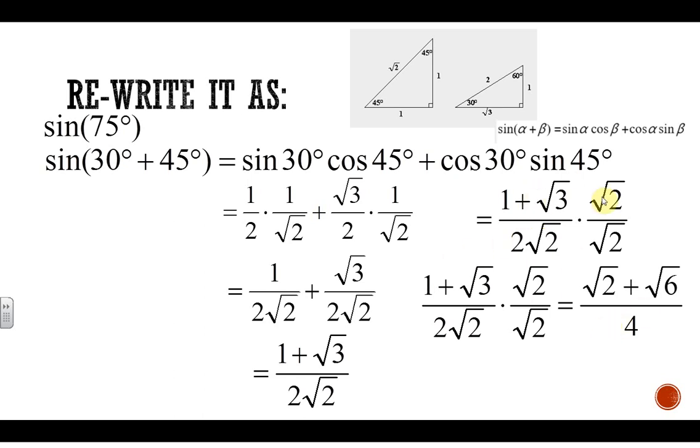Radical 2 times 1 is radical 2. Radical 2 times radical 3 is radical 6. In the bottom, radical 2 times radical 2 is 2, so 2 times 2 is 4. And that's all you can do. You cannot reduce that, because they don't all have a factor of 2. You might think that they do, but these are radical 6 and radical 2, not 2 and 6. So there's your first one. It would look different if you had radical 2 over 2 here, but you would still end up at the same answer.